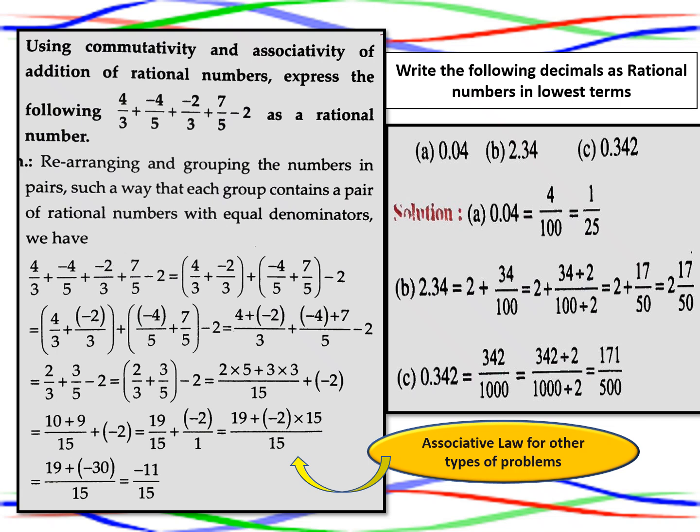To the right, writing the given decimals as rational numbers and representing them in the lowest forms is shown. Some 3 examples are shown. Refer to it. Decimal expanded form, and then writing the fraction or rational form in simplest terms.